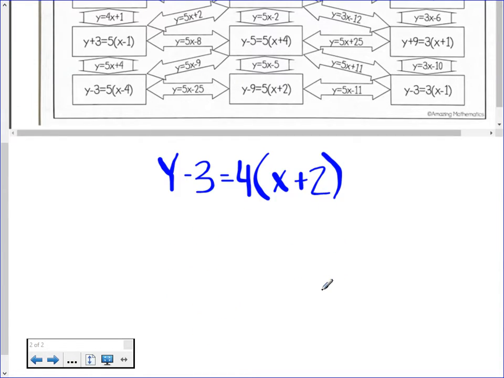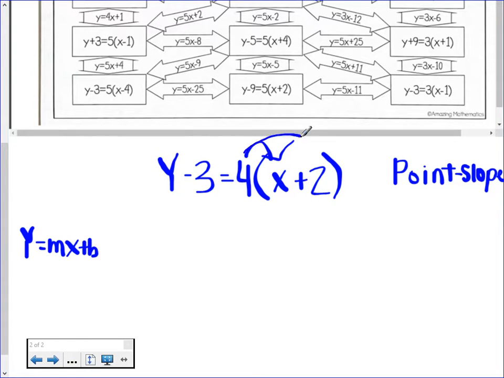I'm wanting to change this, this one is in point slope. This is the same form that we did yesterday, and I want to change it to slope intercept form, which is y equals mx plus b. So all you have to do is distribute the 4, which means you have to multiply by 4. So what is 4 times x? That would be 4x. What is 4 times 2? That's 8. I still have y minus 3 on the left side that I haven't done anything with.